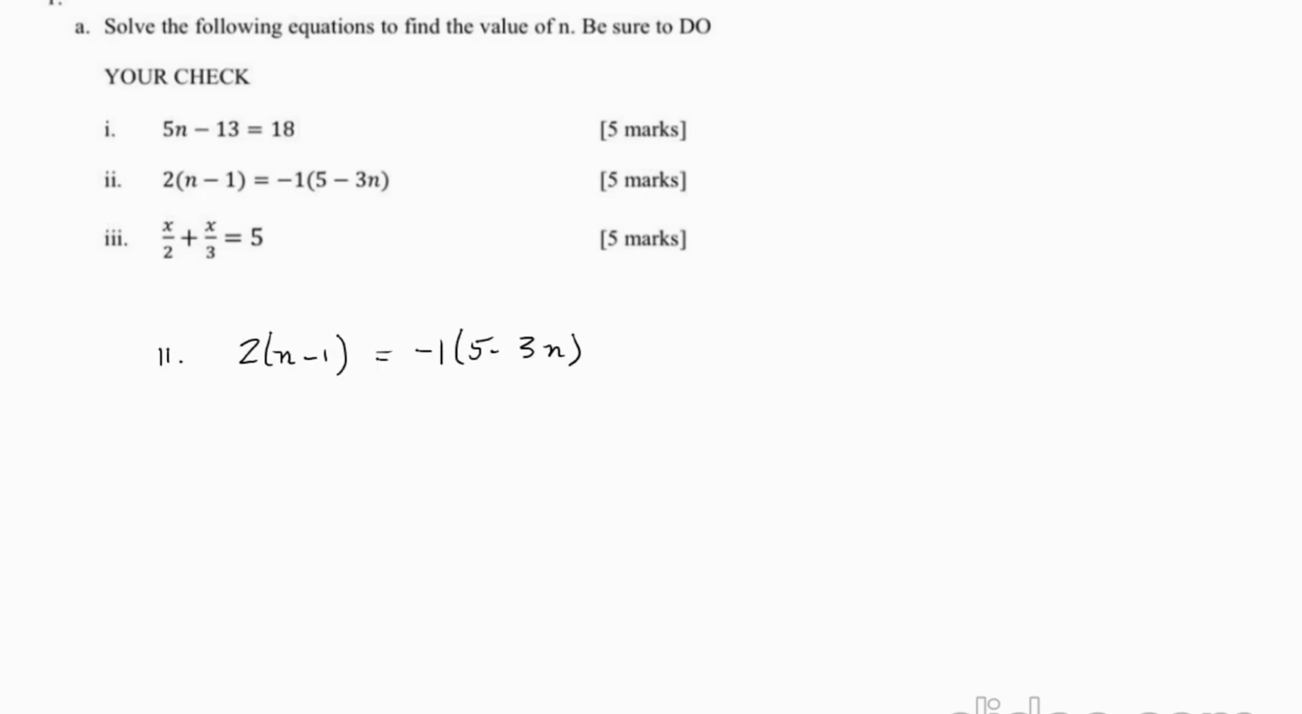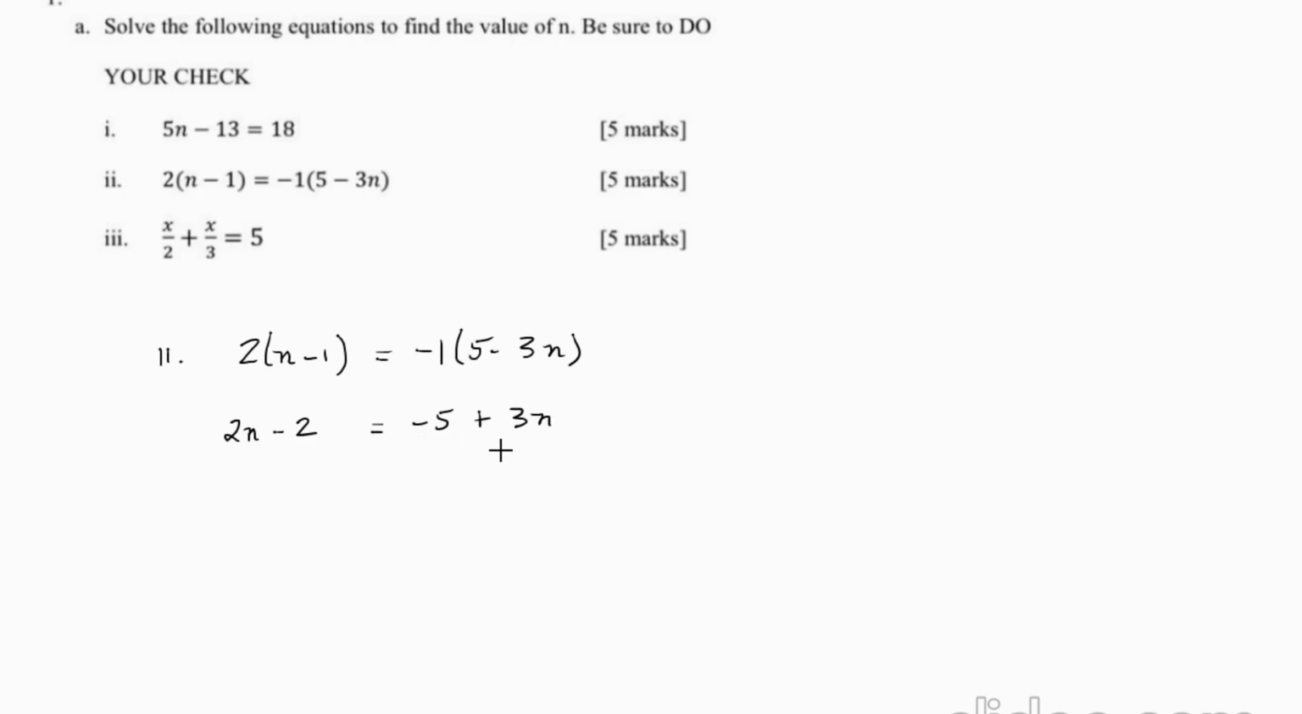All right, let's look at part 2. So what we want to do first of all is distribute. So we're going to do 2 multiplied by n and 2 multiplied by minus 1. Minus 1 multiplied by 5, and then minus 1 multiplied by minus 3n. Okay, so that's what we're going to do here. So then I have 2n minus 2 is equal to minus 5 plus 3n. See that? Minus 1 times minus 3n gives me a positive value.